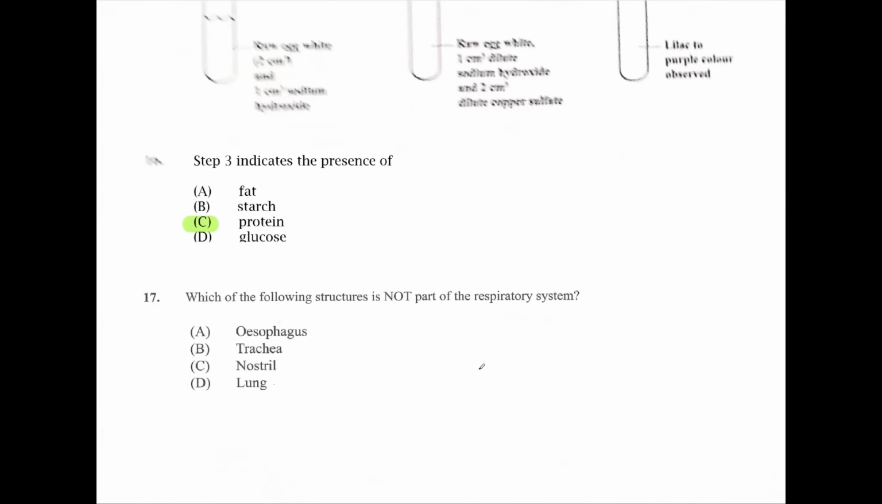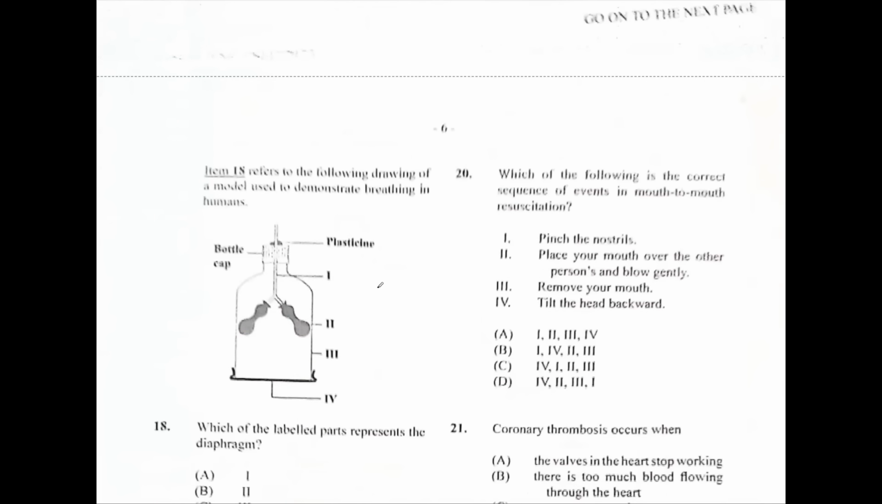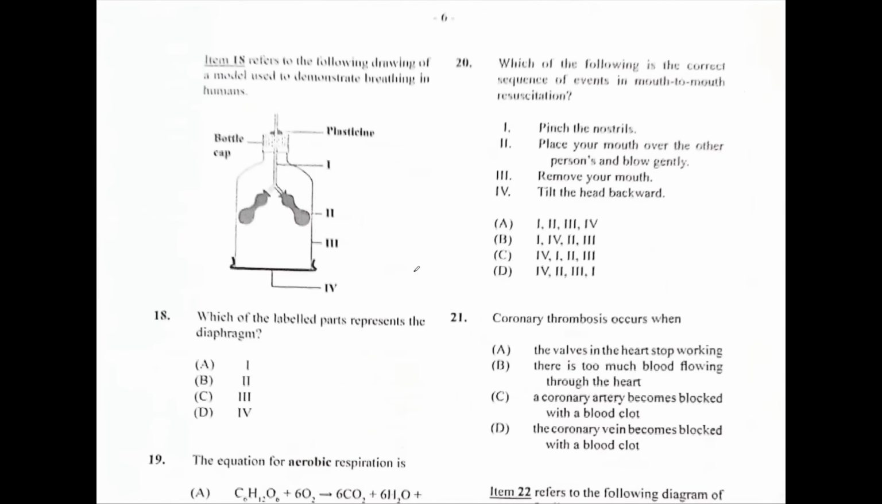it's a protein test. Question 17, which of the following structures is not part of the respiratory system? Esophagus, that is for the digestive system. 17 is A. Item 18 refers to the following diagram of a model used to demonstrate breathing in humans. Which of the labeled parts represents the diaphragm? If this demonstrates breathing in humans, the diaphragm is to the base, it closes off the cavity.